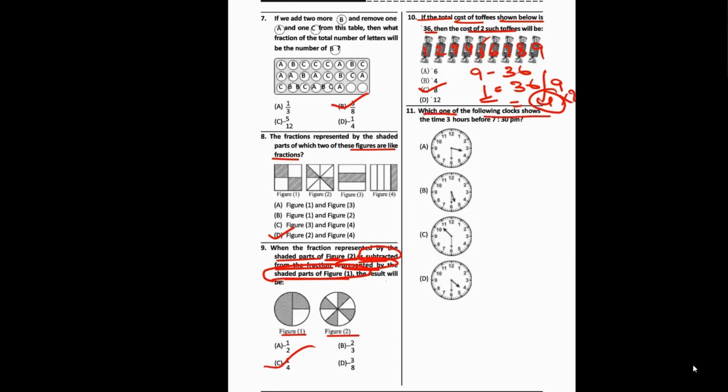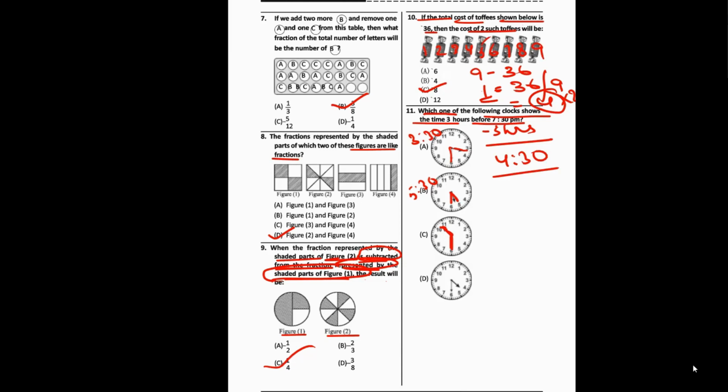Which one of the following clocks shows the time 3 hours before 7:30 p.m.? 3 hours before 7:30, if you subtract 3 hours, you just need to find which clock shows 4:30. If you check this one, this is between 3 and 4 over here, and this is at 6. This clock shows 3:30. This one shows 5:30, at 5 and at 6. This one shows 10 minutes left to 6. It's between 10 and 11 somewhere. So this is not close to the time.